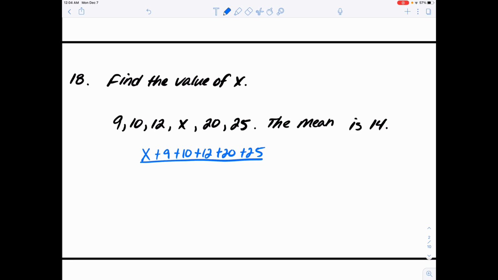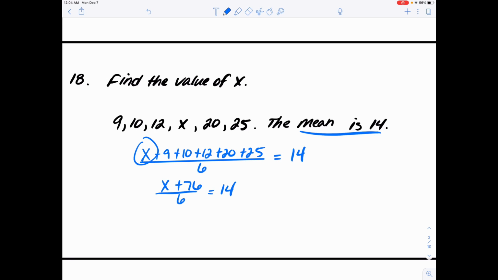We'll need to divide all those values by how many there are. There are 6 total values. And we know that if we added them all up and divided by 6, it would give us a mean of 14. Now I'm going to use algebra to solve for my missing value. In this case, 9 plus 10 plus 12 plus 20 plus 25, I believe, is 76, divided by 6 is equal to 14.